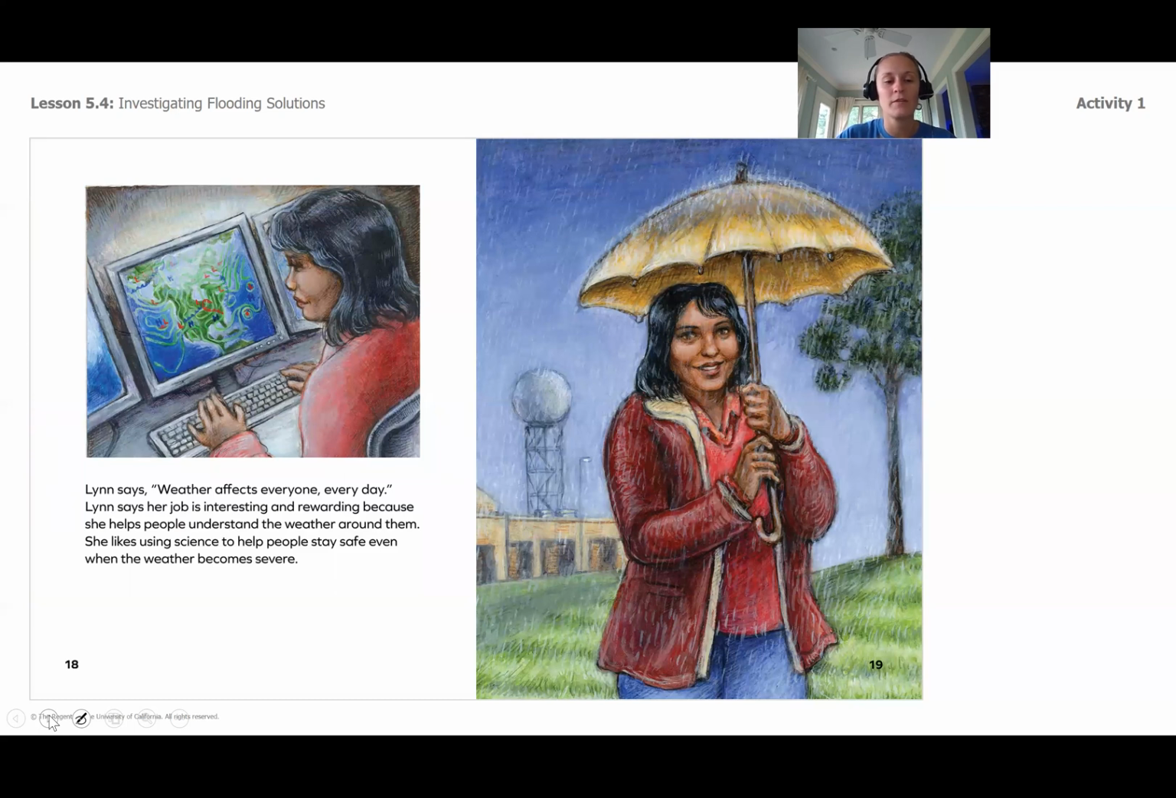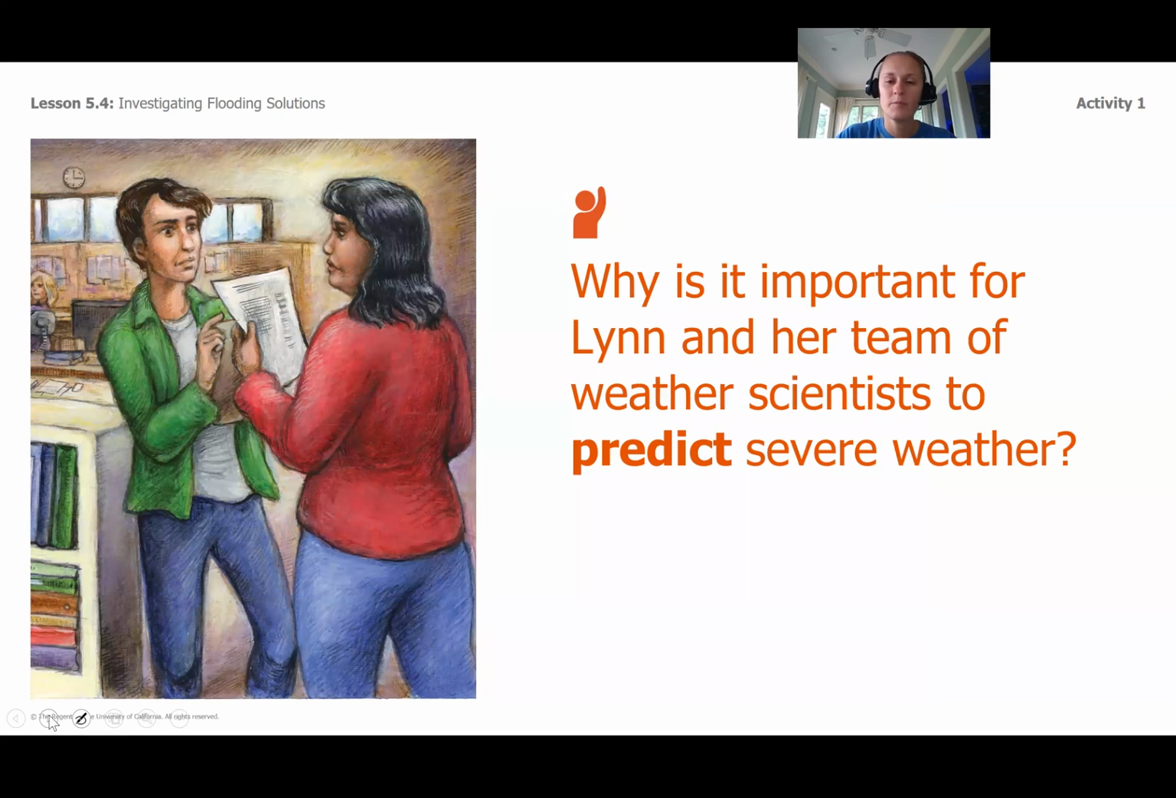Lynn says weather affects everyone, every day. Lynn says her job is interesting and rewarding because she helps people understand the weather around them. She likes using science to help people stay safe even when the weather becomes severe. Why is it important for Lynn and her team of weather scientists to predict severe weather? Well, remember, if they are predicting the severe weather, they can help other people stay safe, okay? Or just keep their plants safe, right?